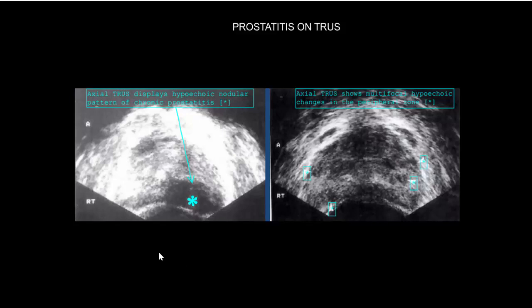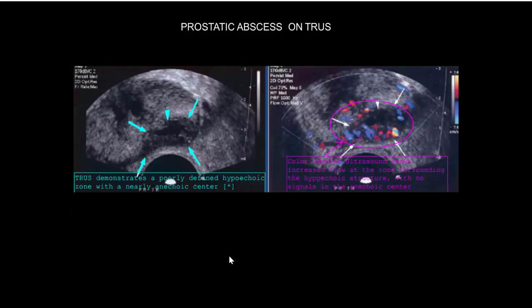Prostatitis on TRUS. We see on this TRUS a hypoechoic nodular pattern of chronic prostatitis. Axial TRUS shows multifocal hypoechoic changes in the peripheral zones. This is an example of prostatitis.